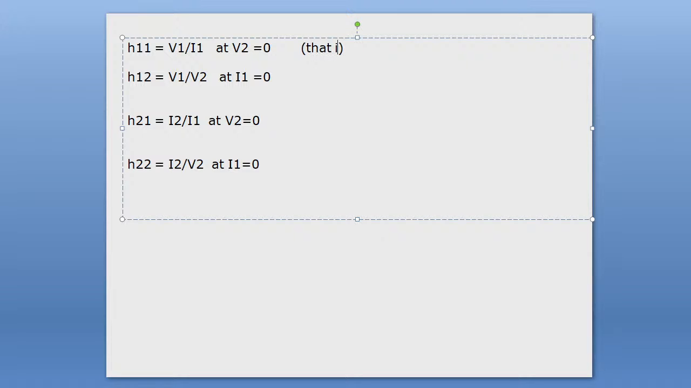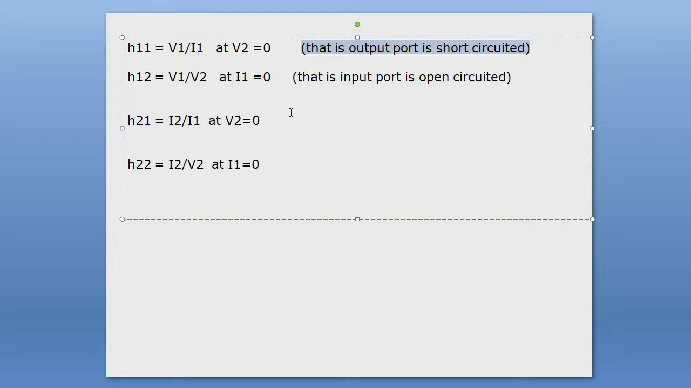That is output port is short circuited. Okay, and here for H22, you write that input port is open circuited because current is 0. Similarly, you can write that output port is short circuited for this case, V2 equal to 0 is to one case, and for H22 case you can write input port is open circuited. That's why I1 current becomes 0. Okay, no doubt.